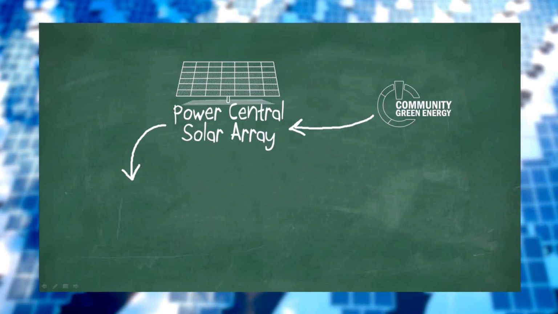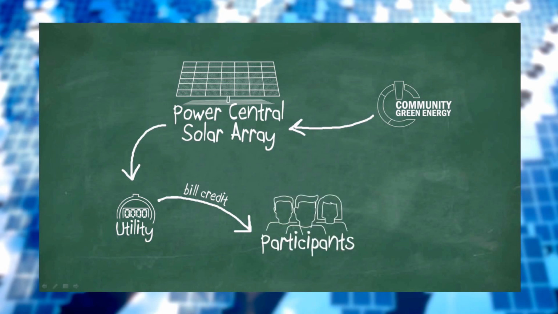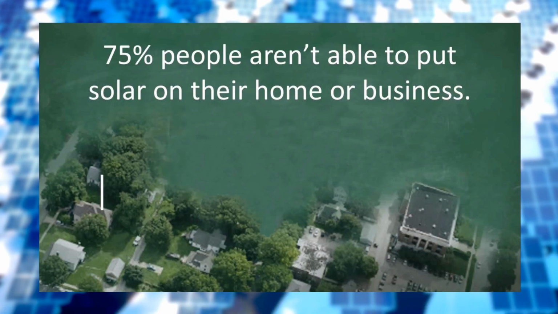It has its own system meter, which is connected to the local utility. So all of the excess generation from that system meter and the central array goes out to the utility grid, who purchases that energy in the form of a bill credit that is given to participants who sign up as subscribers to the central solar array or the community solar garden. And they pay the developer for the production, the kWh, the excess generation that that central array puts out.